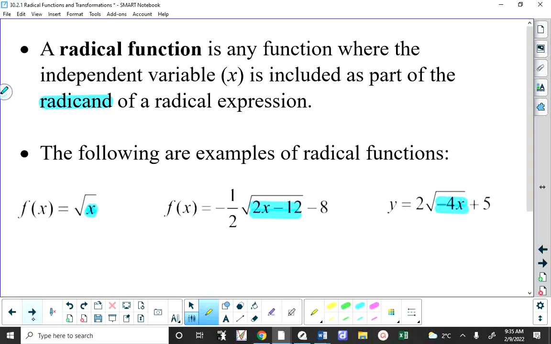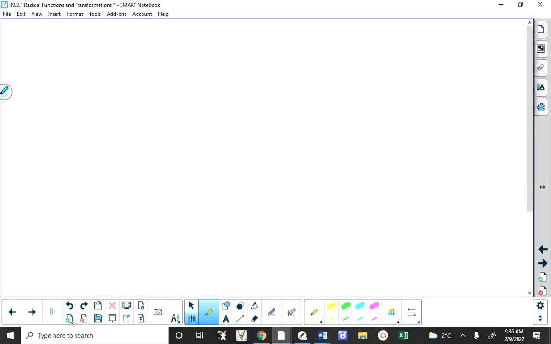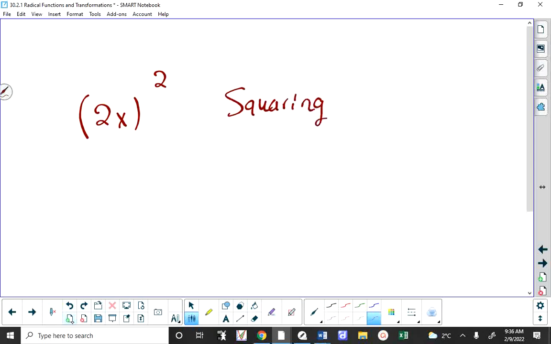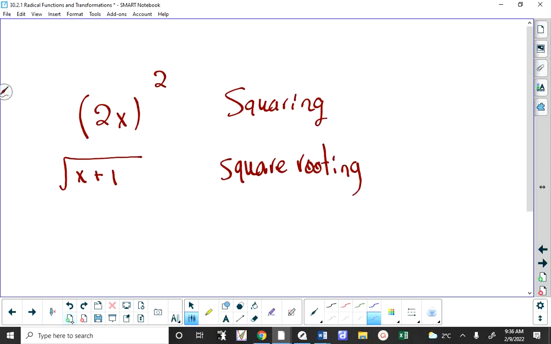So we're just going to take a real detour away from this because there's a terminology that's important in math that you probably are not familiar with. If I give you 2x squared, this is squaring something, right? The operation here is squaring. If I give you the square root of x plus 1, the operation is square rooting. If square rooting is an actual verb, I don't know if it is, but that's what you're doing.